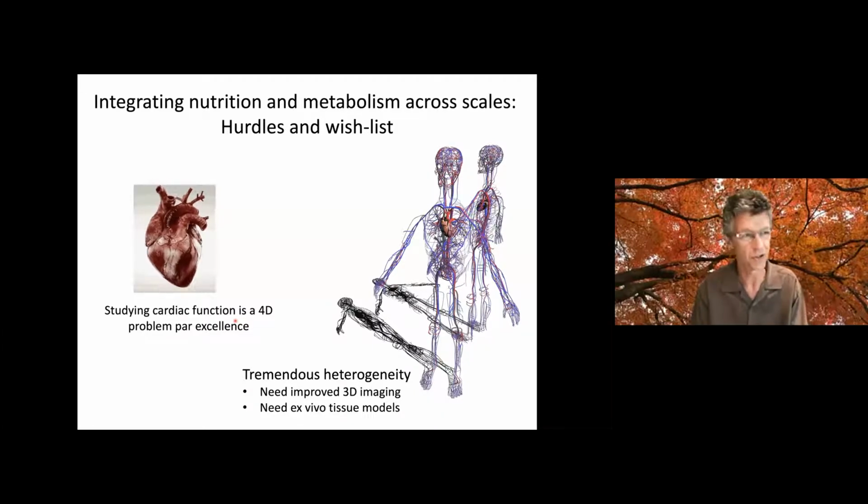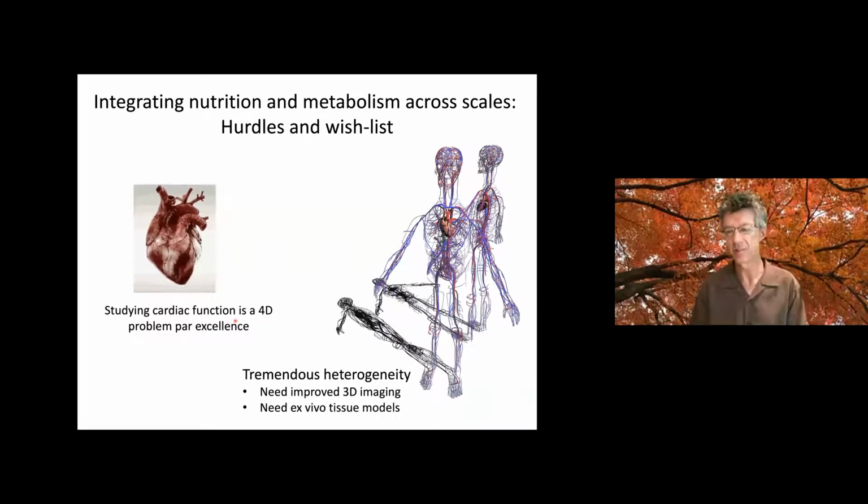And the vasculature is a problem because there's really no vascular organ, so it's very difficult to study, and the heterogeneity is tremendous. So I think we really need 3D imaging to improve, to understand the vascular tree. And we need to develop ex vivo tissue models that work. And the same is true for the heart. And that's challenging because there's afterload, there's preload, there's things that need to be mimicked ex vivo.